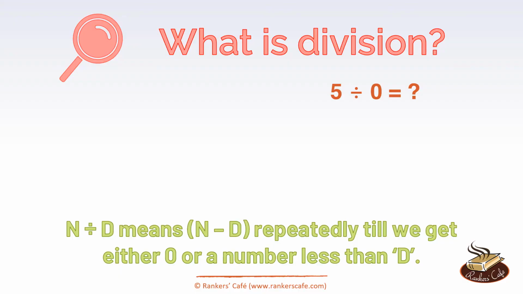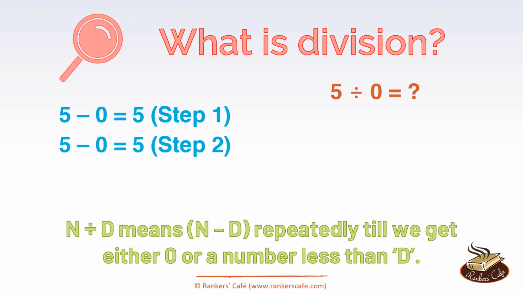Now, let us divide a number by 0. Let us say divide 5 by 0. In our first step, we will subtract 0 from 5. 5 minus 0 gives us 5. This is step 1. Now again we subtract 0 from 5. This is step 2. But again in step 2 we get 5. In step 3 again we subtract 0 from 5. But we have again got 5.